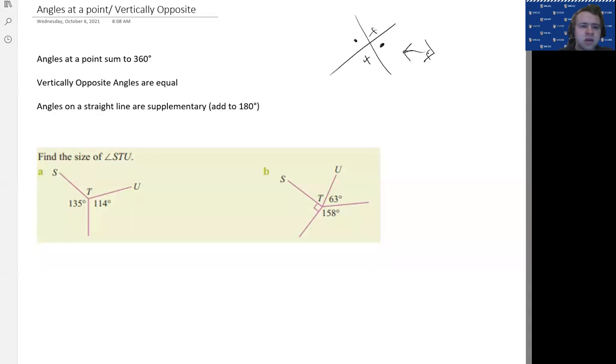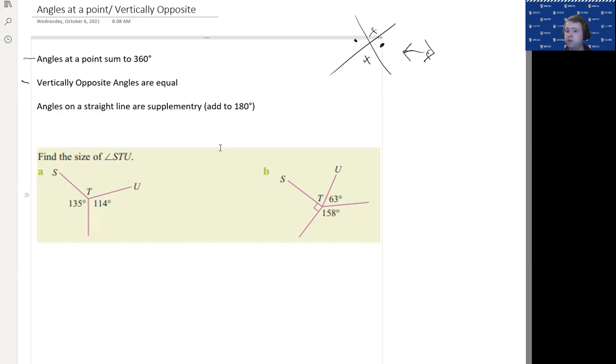So firstly, angles at a point sum to 360 degrees. Vertically opposite angles are equal. And this one we already know, angles on a straight line are supplementary. I've just made a typo here. Supplementary, they add to 180 degrees, okay?